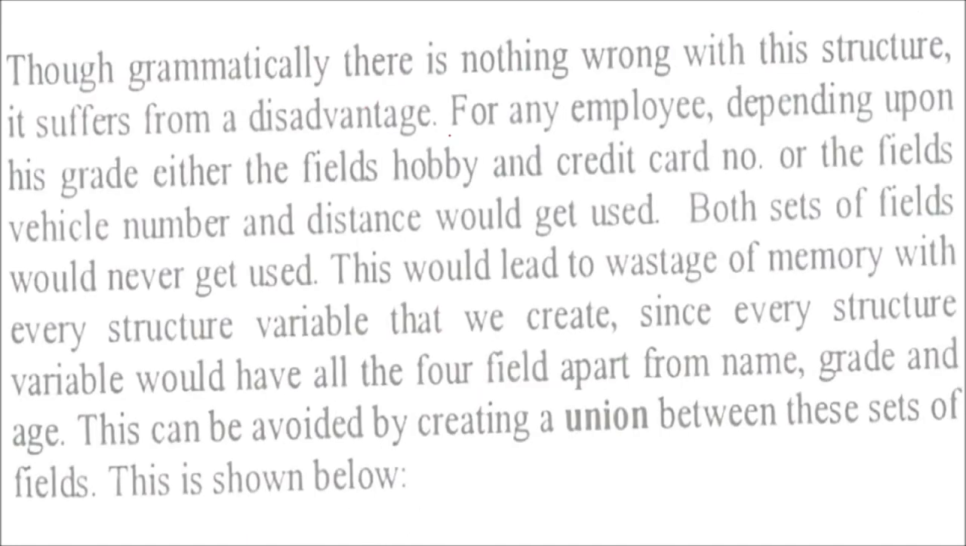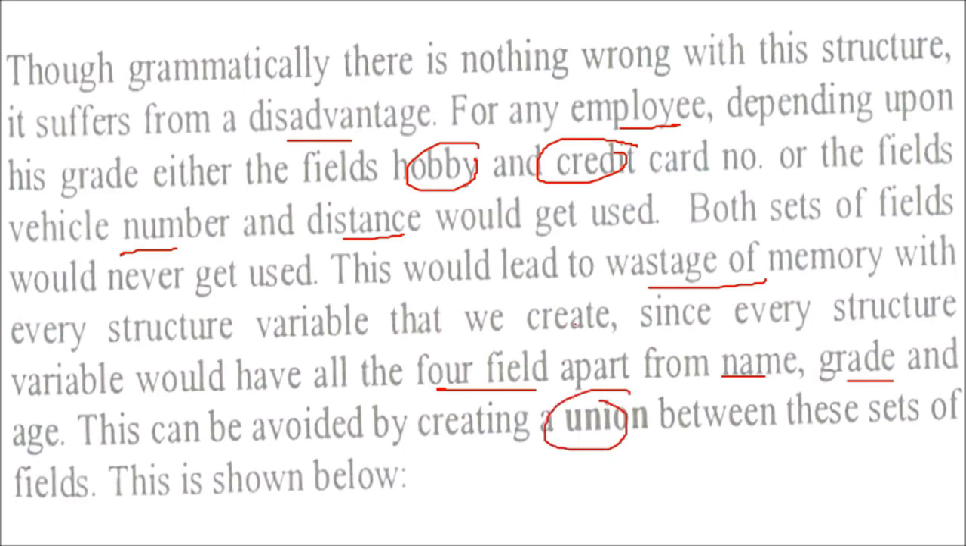So what we are experiencing here, there is nothing wrong with this structure, but there is a disadvantage. For any employee, depending upon the grade, either the fields hobby or credit card number, or the fields vehicle number and distance will be used. So both sets of fields will never get used, and there will be a wastage of memory with every structure variable that we are creating, since every structure will have all the 4 fields apart from the name, grade and age, which are common to both of them. So how to avoid that? This can be avoided using the union.